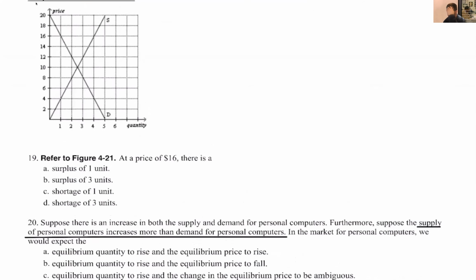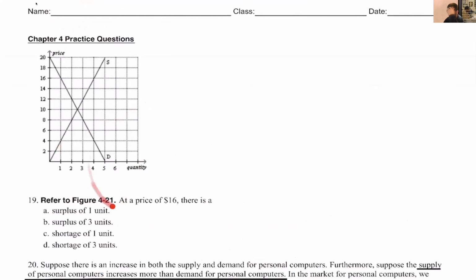This one is again the example with the surplus. Again, at price 16, you would do the same. You would draw this line here. The quantity demanded would be 1, the quantity supplied would be 4, and that would be a surplus of 3 units.